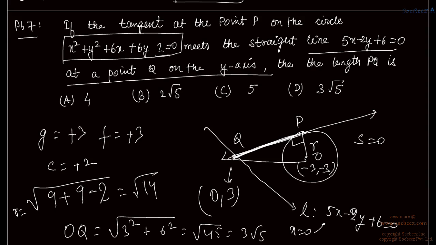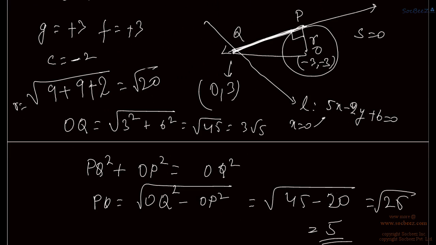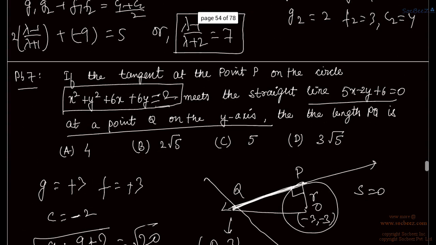So actually what we have written previously was correct, it is equal to 2. So this should be plus 2. C is minus 2. C is minus 2. This is plus 2, and 9 and 9, 18. This is 20. Okay. This is 20. So we have OP as root 20. Just 20, so root 25, which is equal to 5. So the length PQ is 5.